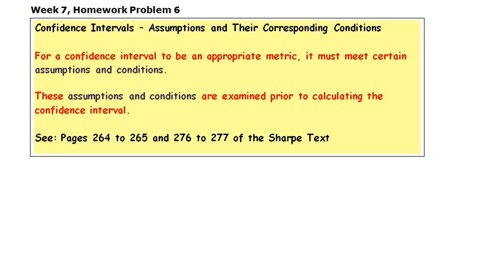For a confidence interval to be an appropriate metric, it must meet certain assumptions and conditions. These assumptions and conditions are examined prior to calculating the confidence interval. So first, we gather our data sample, and then we see if this data sample complies with the assumptions and conditions that we're going to discuss.